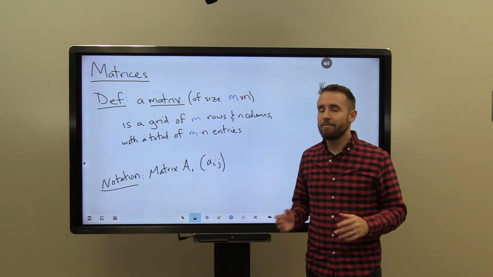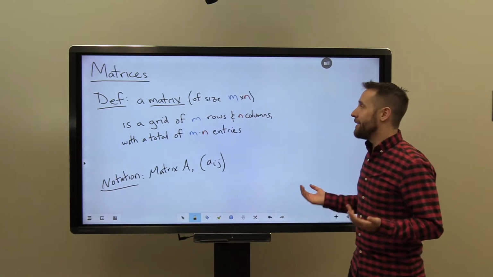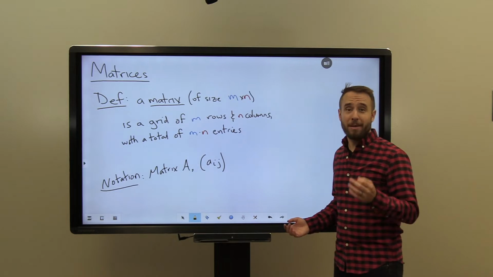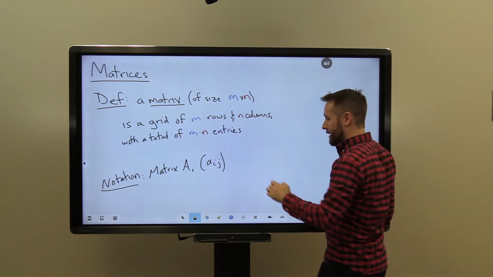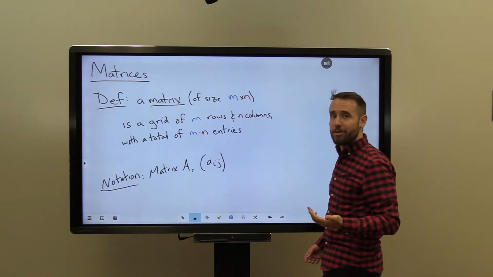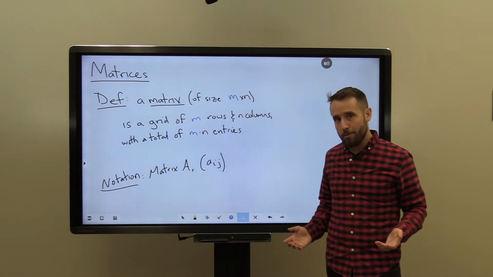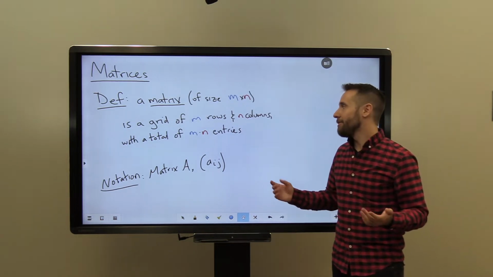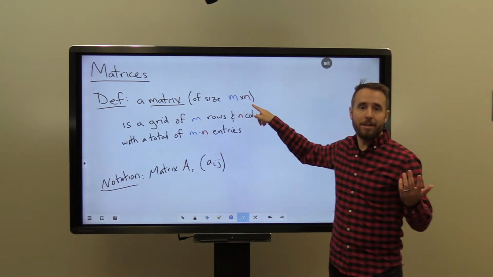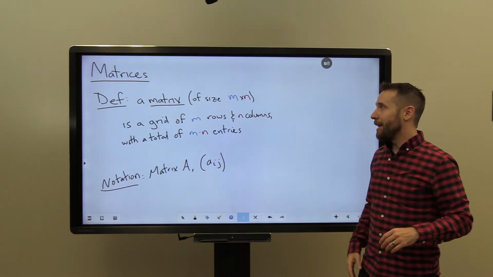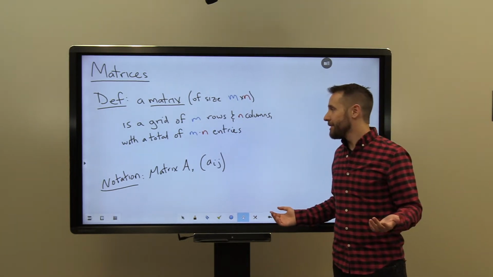A matrix is simply a grid or an array of different numbers. And specifically, when we talk about a matrix, we have to talk about its size. So a matrix of size m by n, aka an m by n matrix, is just going to be a grid that contains m rows and n columns, right? And that order is important. So the first number will be the rows, second number will be the number of columns. And therefore, there will be a total of m times n entries.